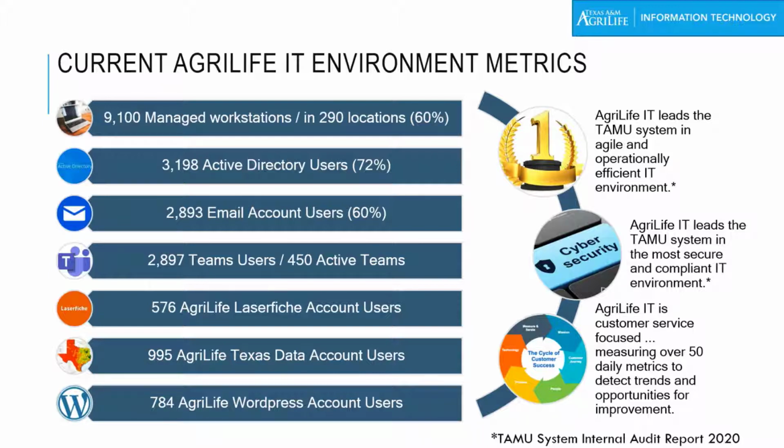We currently have roughly 3,200 users in our Active Directory. That's 72% of all of the AgriLife and college employees today. So we just need to move approximately 30% of the users in the college into our environment, and that will make it 100%. We currently manage close to 2,900 email accounts. That's 60% of everyone in the college and within the agencies today.